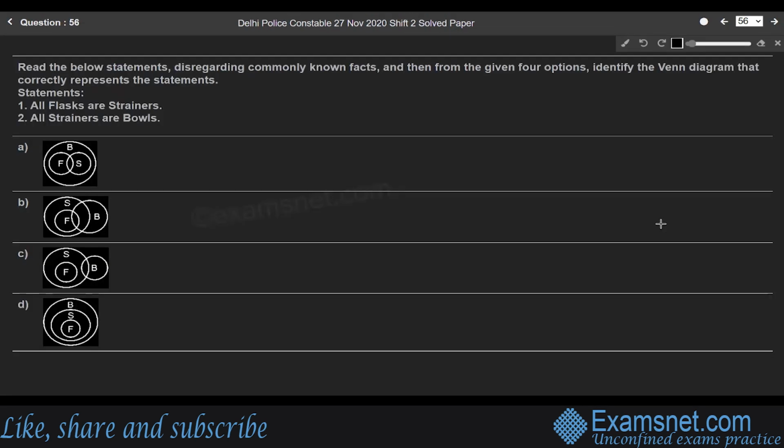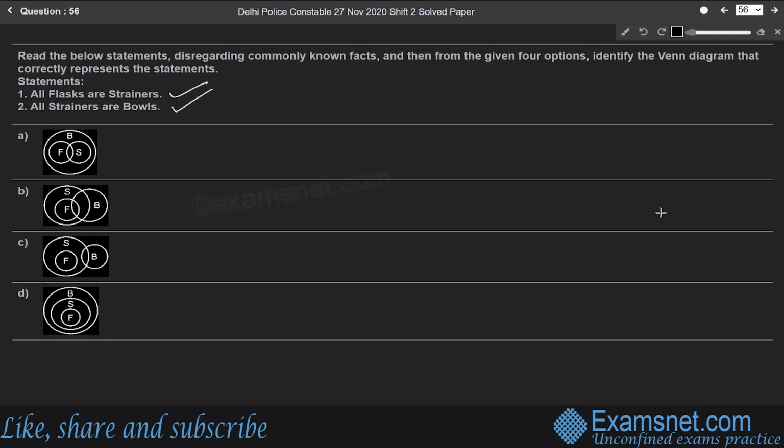Question 56. Read the below statements disregarding commonly known facts, and then from the given four options, identify the Venn diagram that correctly represents the statements. Statements are: all flasks are strainers, all strainers are bowls. This means there are some bowls.